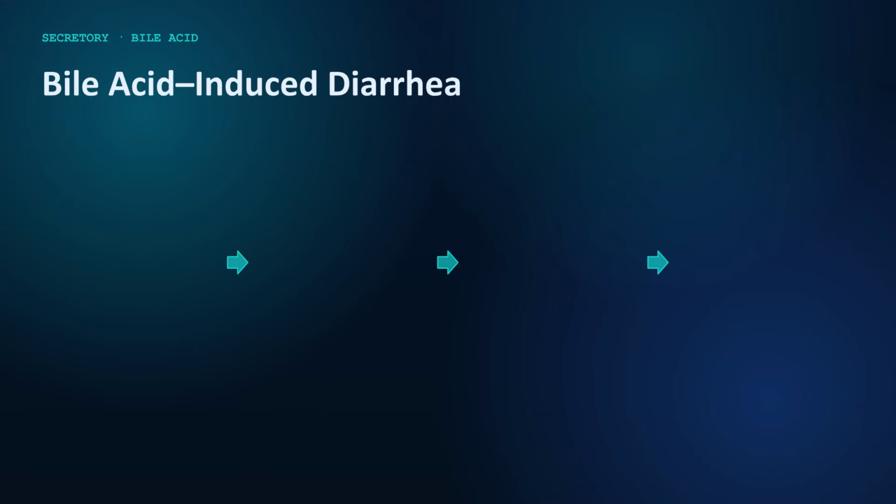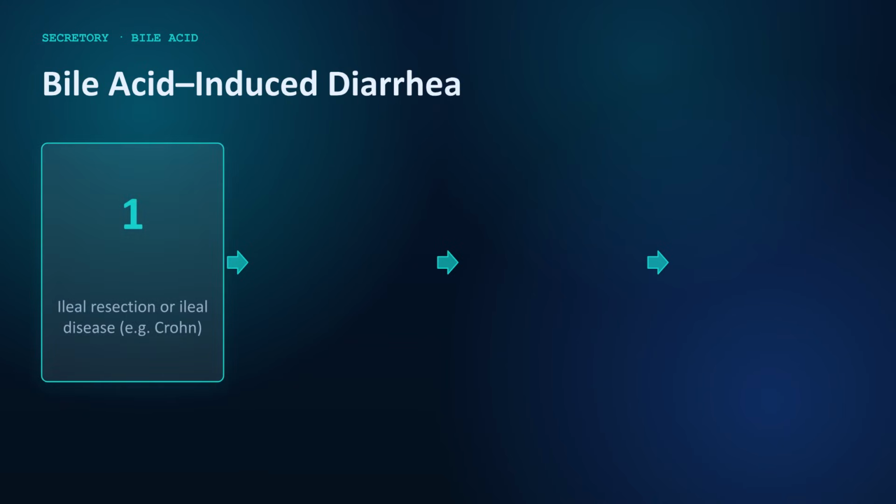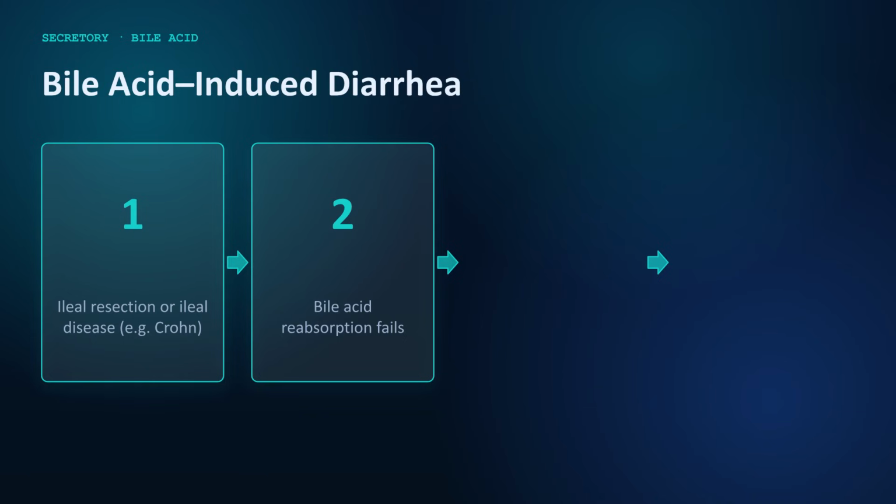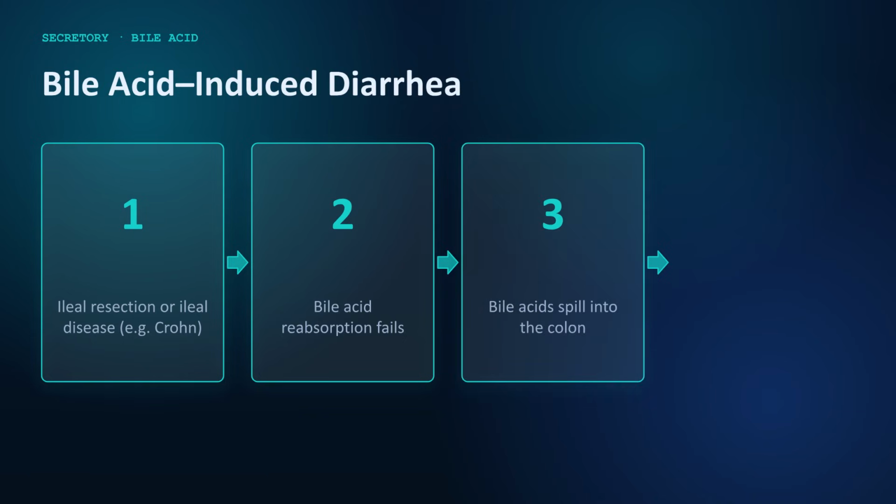Bile acid-induced diarrhea is a mechanism worth understanding. Normally, bile acids are released into the small bowel to emulsify fat, and then almost all of them are reabsorbed in the terminal ileum. If the terminal ileum is resected or diseased, as in Crohn's disease, that reabsorption fails. The bile acids spill into the colon, where they act as irritants. They stimulate electrolyte and water secretion by the colonic mucosa, producing a secretory diarrhea.